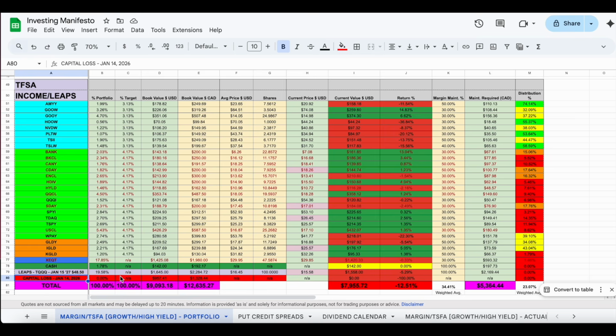I took a capital loss on January 14th of $1,300 Canadian. So current value is zero. We zero that out. The cash that I got from that, I put into a LEAPS for TQQQ, which is a very, very volatile, aggressive play. Not recommended. Nobody do this.